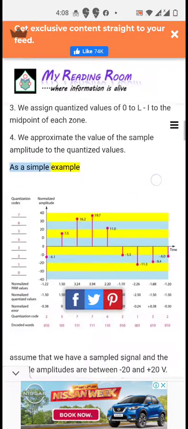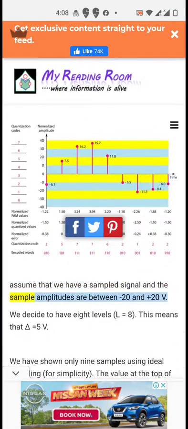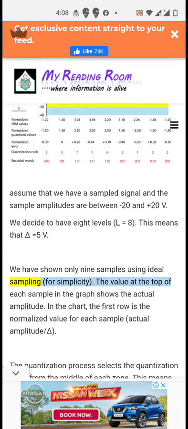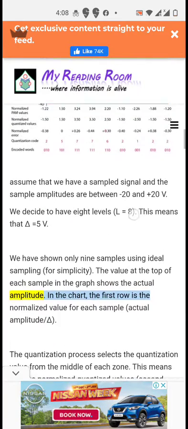As a simple example, assume that we have a sampled signal and the sample amplitudes are between -20 and +20 V. We decide to have 8 levels, L equals 8. This means that delta equals 5 V. We have shown only 9 samples using ideal sampling for simplicity. The value at the top of each sample in the graph shows the actual amplitude.